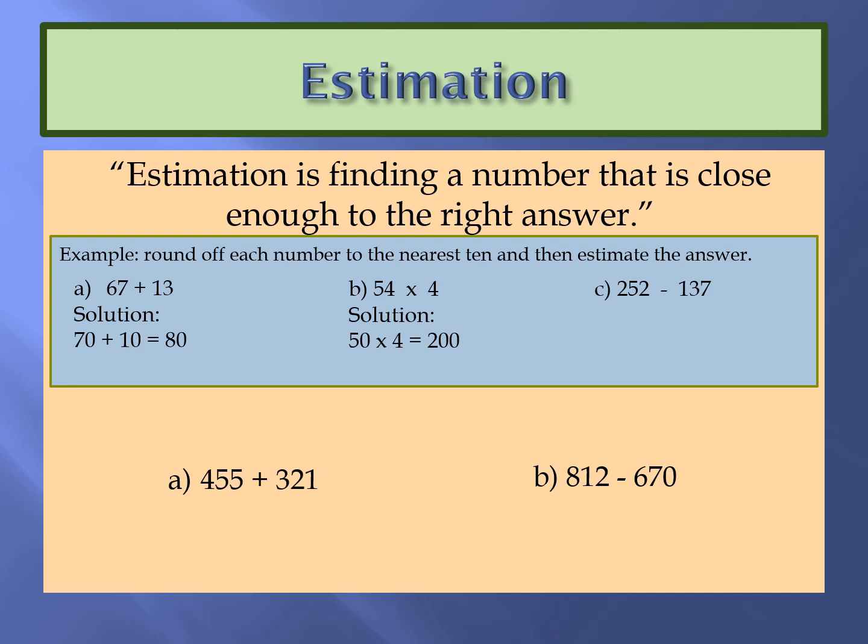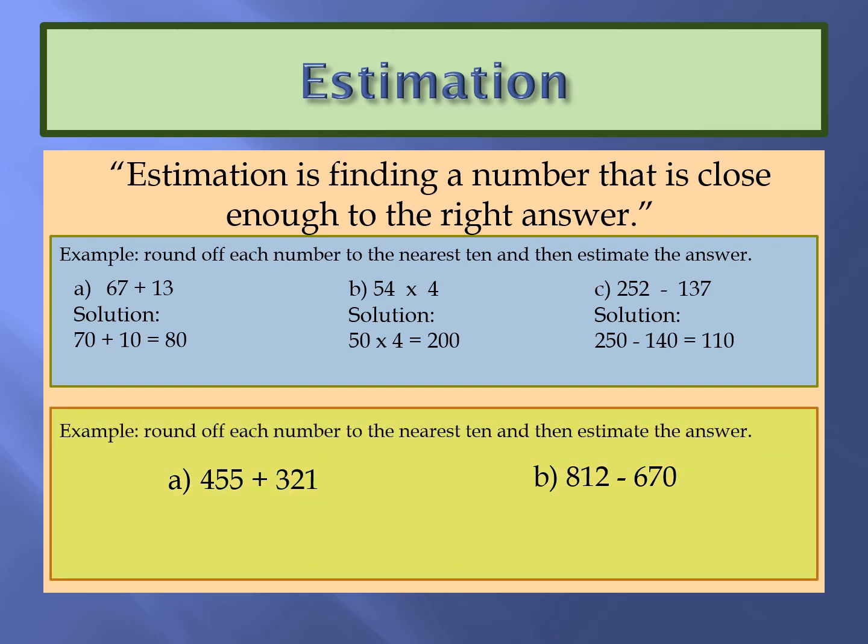Now in C we have subtraction. 252. Round it off to the nearest 10. Underline 5. Look next door. So 252 will become 250 when rounded off to the nearest 10. And 137 will become 140 when rounded off to the nearest 10. So when you subtract 140 from 250, the answer will be 110. You can easily calculate in your mind.